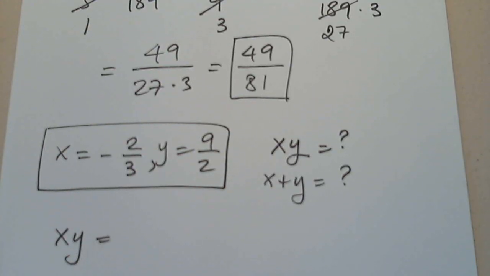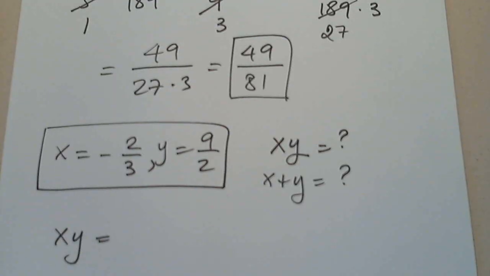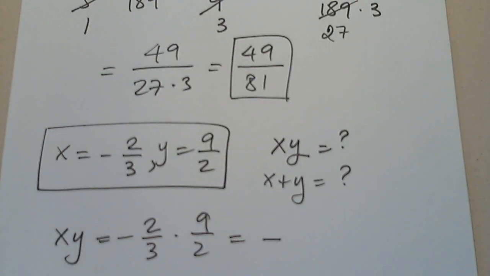When you multiply, please always take care of the sign first. Always. So let's work on the multiplication. Negative 2/3 times 9/2. You know the sign is negative because when you multiply a negative by a positive, we get negative.